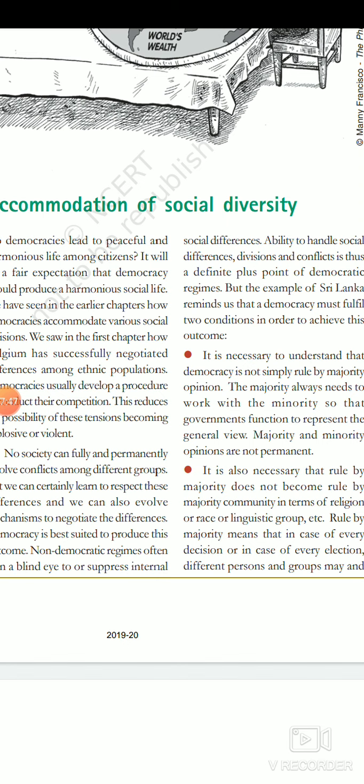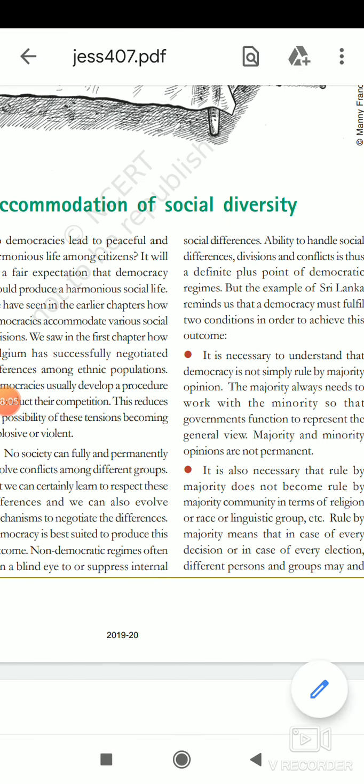But the example of Sri Lanka reminds us that a democracy must fulfill two conditions in order to achieve this outcome. As in the first chapter we studied about the Sri Lankan problem, the Tamils and the Sri Lankan problem. Ultimately Sri Lanka went into civil war and it was a very destructive war. So whenever a government forms a policy, it should keep in mind the first point.